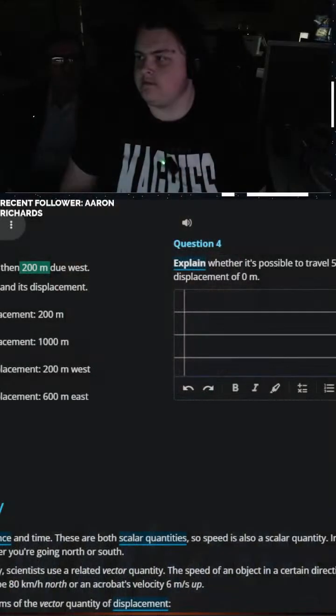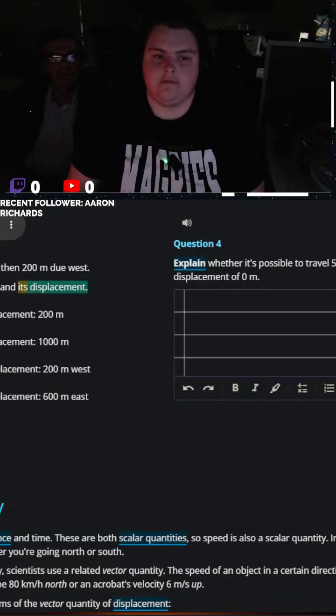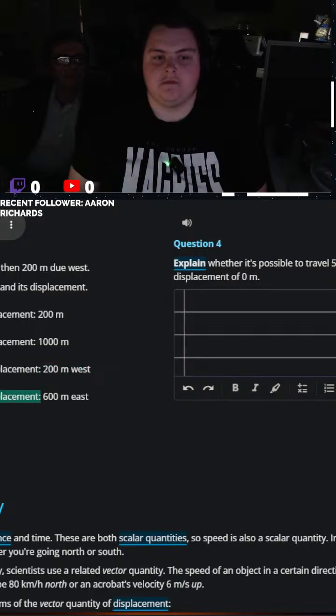Next question. Recall which of the following features vectors have. Vectors have magnitude and direction. A drone went 800 meters due east and then 200 meters due west. Determine the distance traveled and its displacement. Distance 800 meters, displacement 200 meters. Distance 600 meters, displacement 1000 meters. Distance 1000 meters, displacement 200 meters west. Distance 1000 meters, displacement 600 meters east.